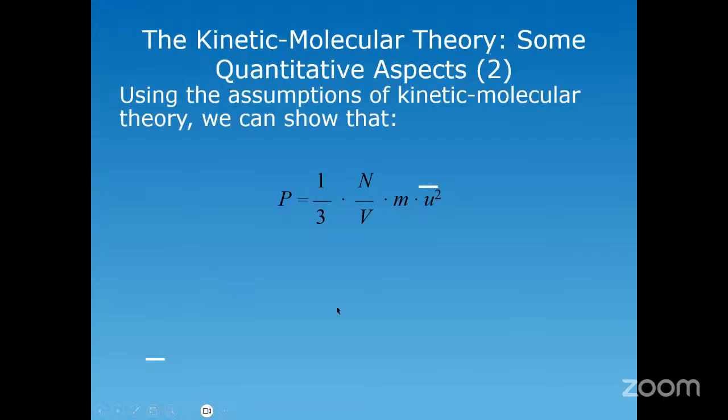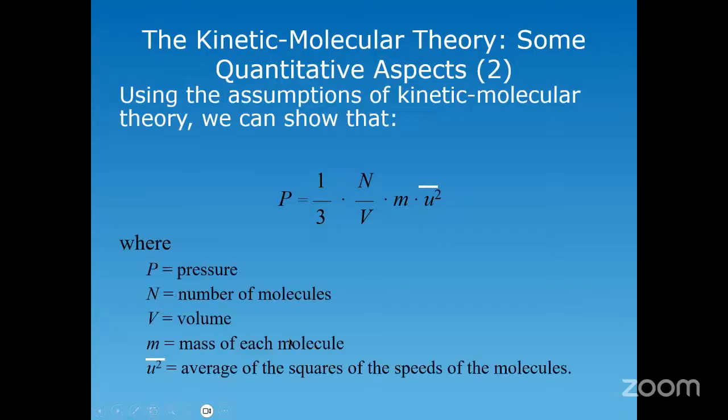Basically, this is the result of several calculations, right? You can actually determine a relationship between the pressure of a gas, N uppercase here, which represents the number of molecules, V represents the volume of the gas, M represents the mass of the gas, and then we have this term. This term here is basically the average of the squares of the speeds of the molecules, right? Let me explain what that means.